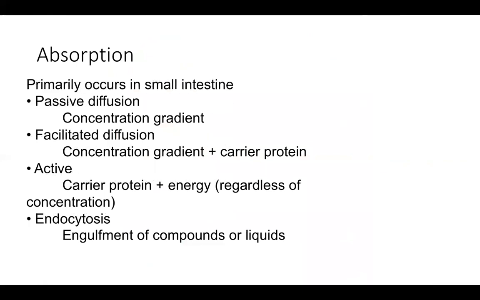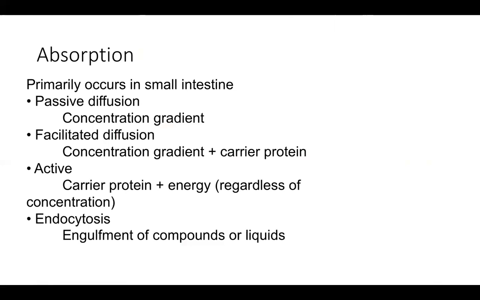Okay, so absorption. Now that we have used these hormones and enzymes to break it down, how do we absorb the food that we have? Absorption mostly occurs in the small intestine and can happen by 4 different mechanisms. The first is passive diffusion. And passive diffusion relies on concentration gradients.